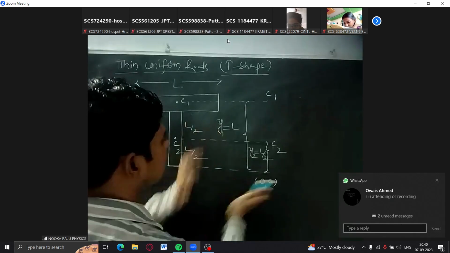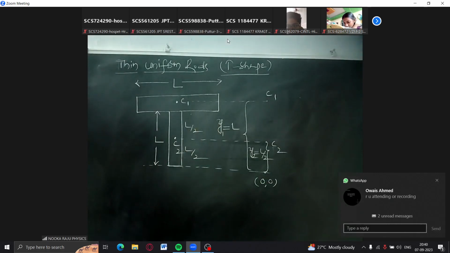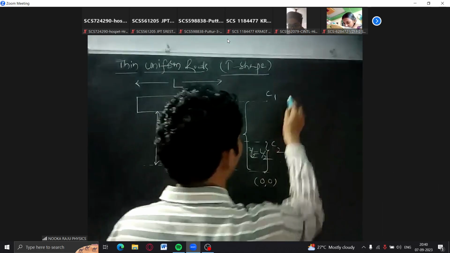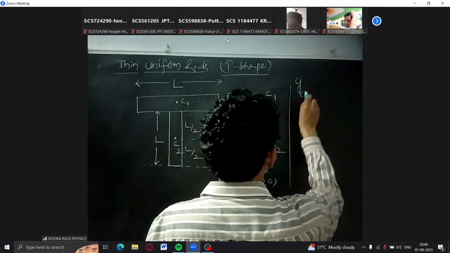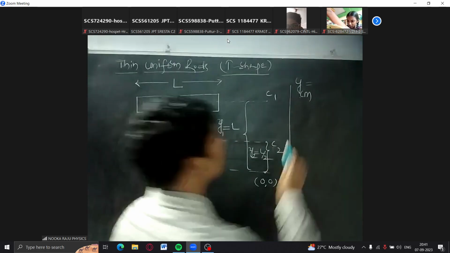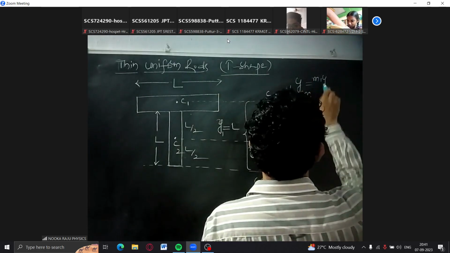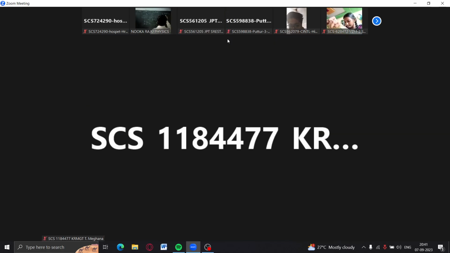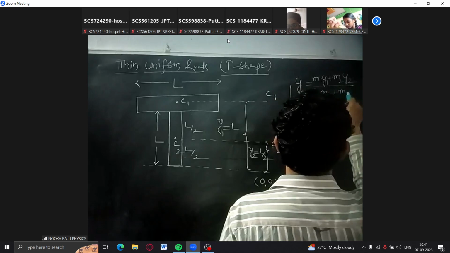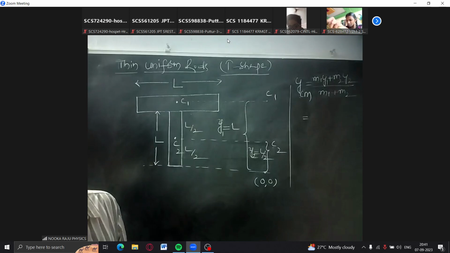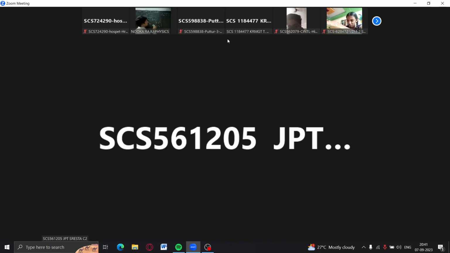Right? I consider all these points to find the center of mass. I consider this is the vertical, that's why YCM. I want to calculate the YCM value. Therefore YCM equals M1 Y1 plus M2 Y2 divided by M1 plus M2. So here Y1 equals how much? Y1 equals L.